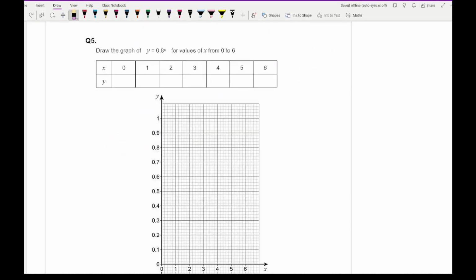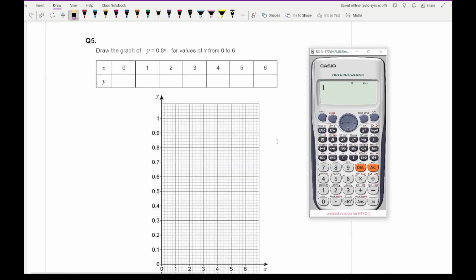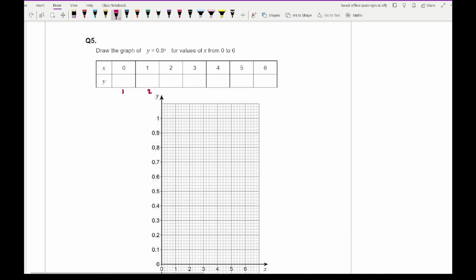Now moving on to question 5, it says draw the graph of y equals 0.8 to the power of x for the values of x from 0 to 6. Now this can appear on a calculator paper, so obviously we can use our calculator. Now when we've got a table of values, you can just substitute the numbers in. So if I just label this as 1, 2, 3, 4, 5, 6, 7.